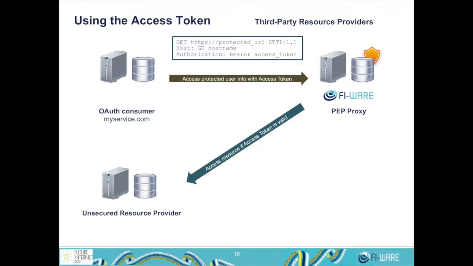Okay, so we will use a component in FI-WARE that is the PEP proxy. We will send it all the information that we need in our APIs, in our unsecured resource providers, and we will also send the access token to the PEP proxy, which will validate the token. So we will start using it today. We will download it, install it and configure it to be used in our APIs and to authenticate our users.